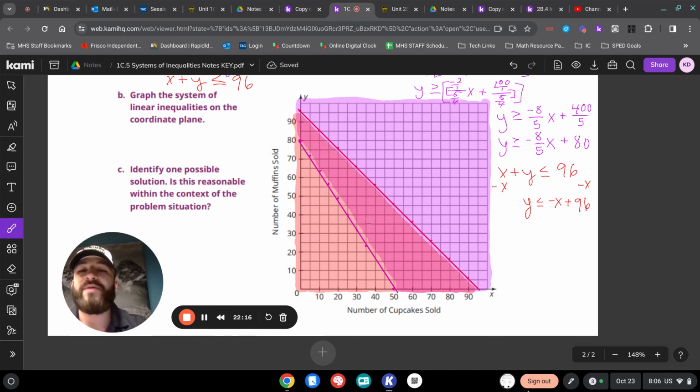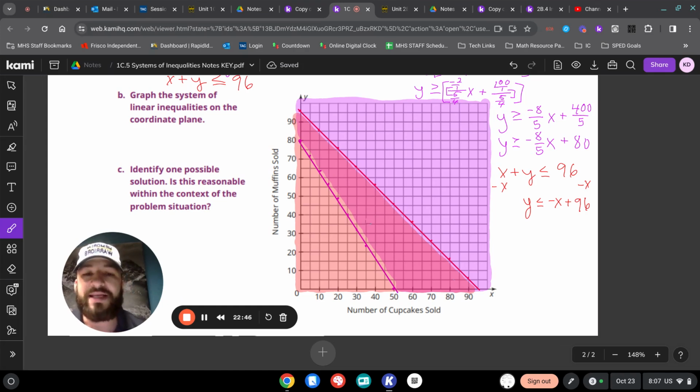And so when we get that, we get this nice region here in the middle, which is going to be that nice middle ground between the maximum number of baked goods that we could make and the minimum amount of money that we have to make. So for part C, we want to identify one possible solution and talk about, is this solution reasonable within the context of the problem situation? So obviously we have this whole region here in the center. So there could be a whole slew of possible solutions that we could pick.